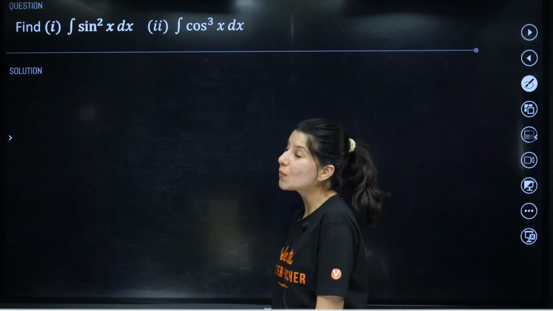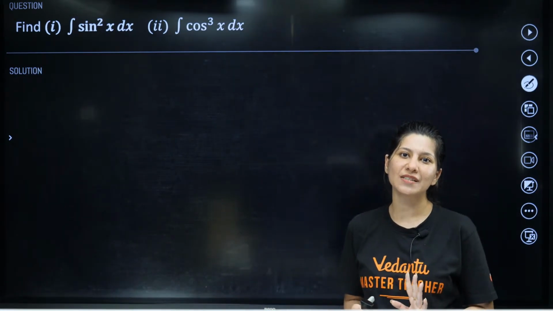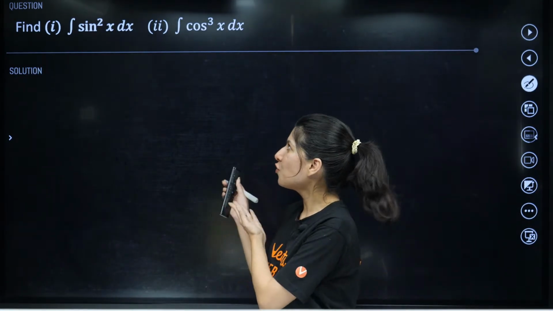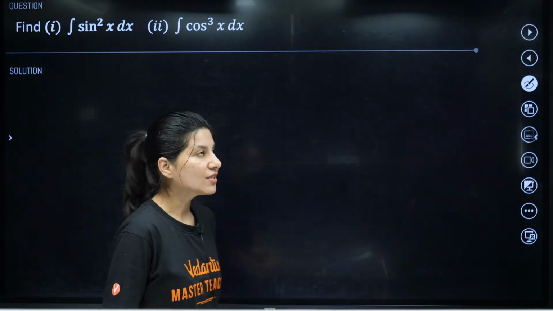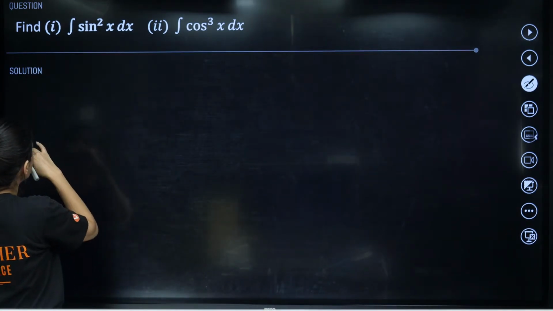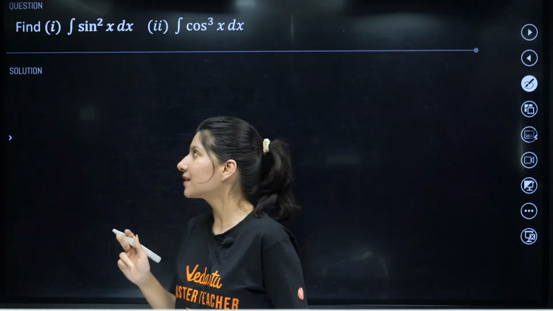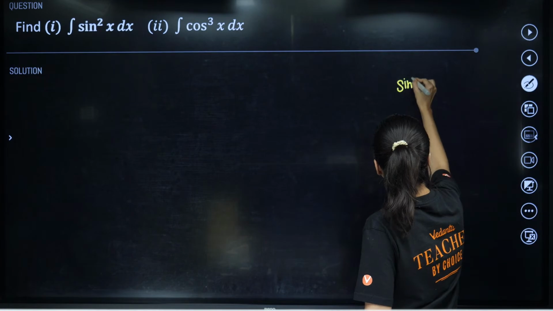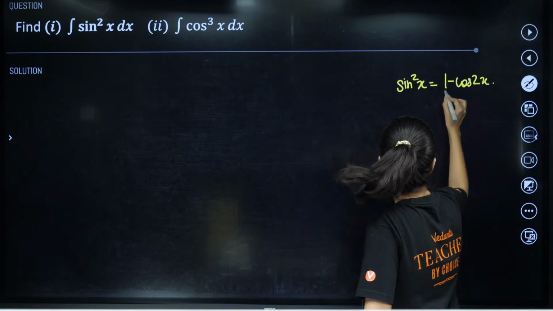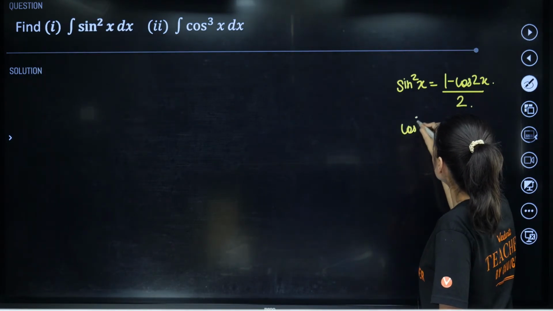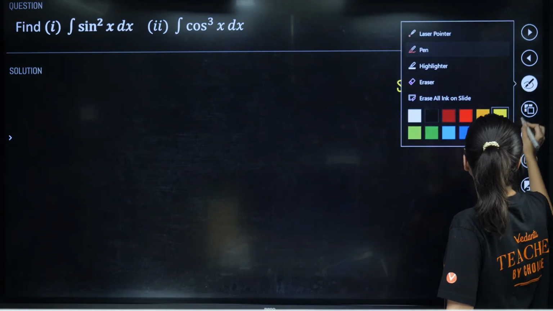Now sin square x. But the integration of sin square x we don't know. We know only the integration of sin x. So remember the ninja tip: if you don't know the integration, just simplify, change the form. I have taught you in the trigonometric gold formula that sin square x is equal to 1 minus cos 2x upon 2, and cos square x will be 1 plus cos 2x by 2. So both ways.